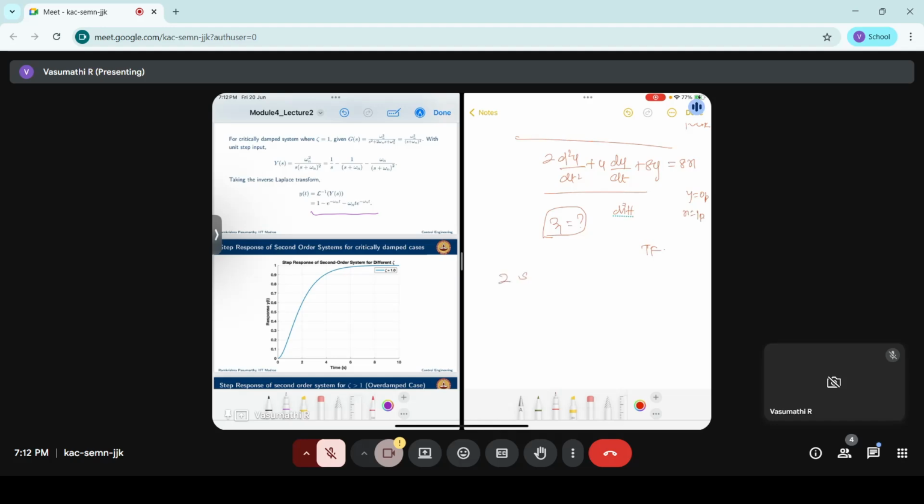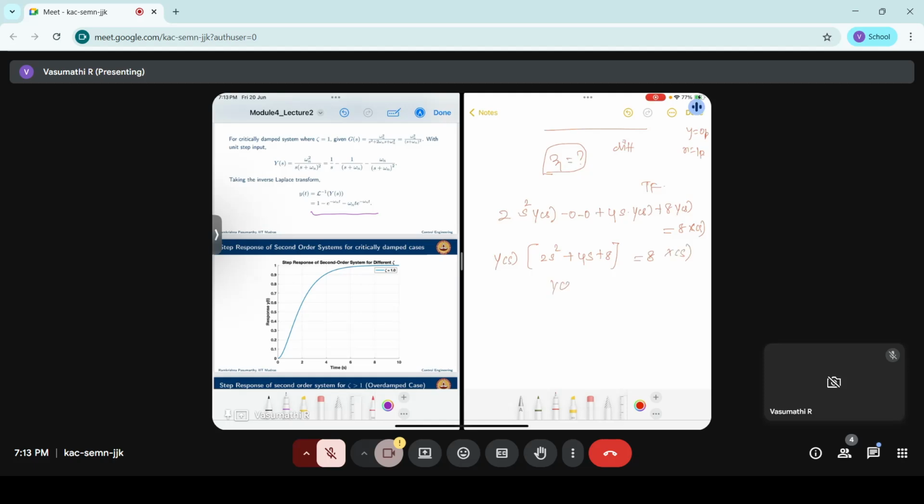So if I want to implement Laplace transform for this, since it is a degree of 2, I will write it as 2 into s square into Y(s). I'm going to consider all the initial conditions as 0, since it is not given in the question. So minus 0 plus 4 into s into Y(s) plus 8 into Y(s) equal to 8 into X(s). Now taking Y(s) common, 2s square plus 4s plus 8 will be equal to 8 into X(s), where Y(s) by X(s) will give us 8 by 2s square plus 4s plus 8.